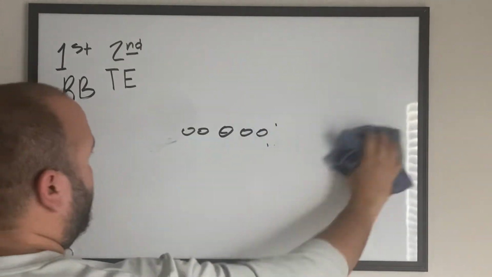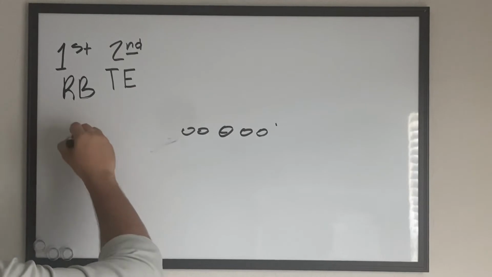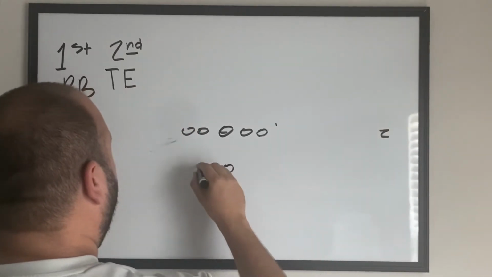When we go to 20, so 2 running backs, 0 tight ends, I'm going to be side by side.